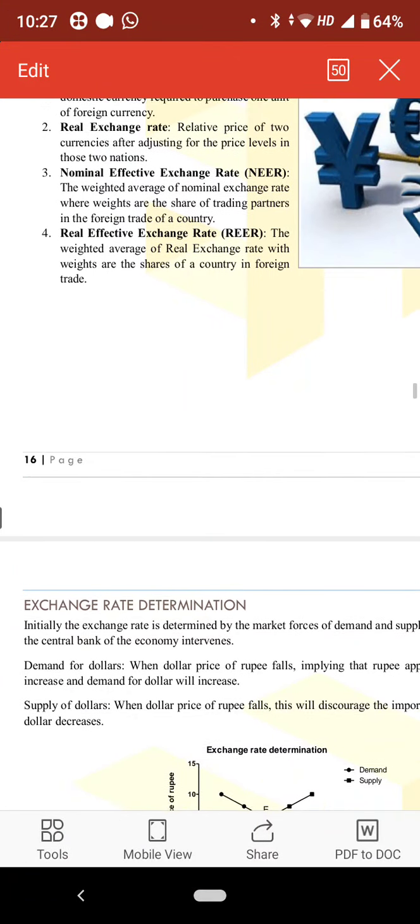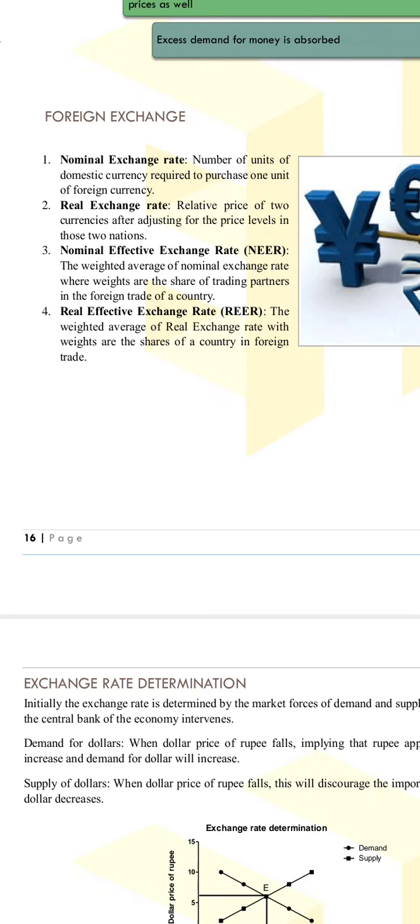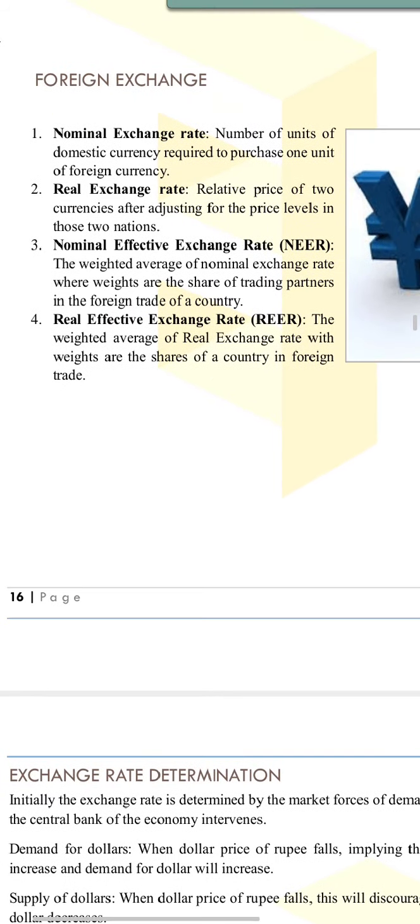This is on foreign exchange. So nominal exchange rate: the number of units of domestic currency required to purchase 1 unit of foreign currency. And the next is real exchange rate: the relative price of two currencies after adjusting for the price levels in those two nations.